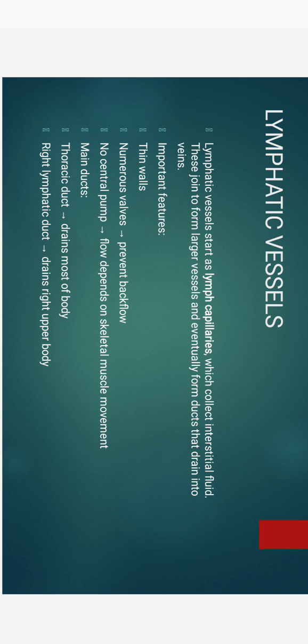There are two main lymphatic ducts. The thoracic duct drains most parts of the body and the right lymphatic duct drains the upper right part of the body.